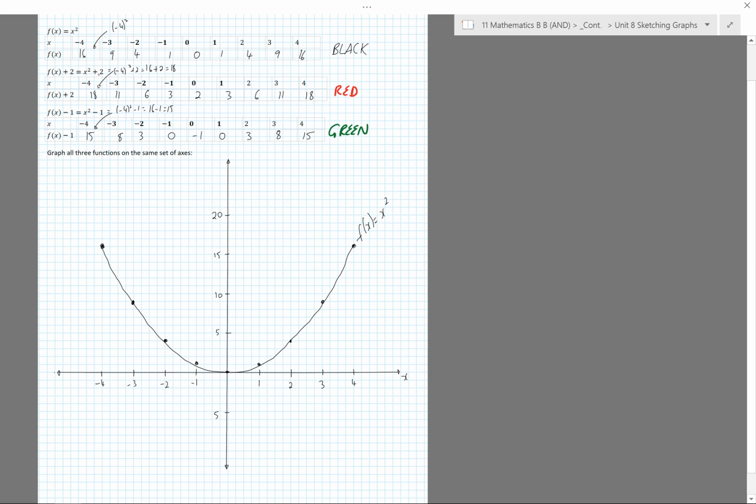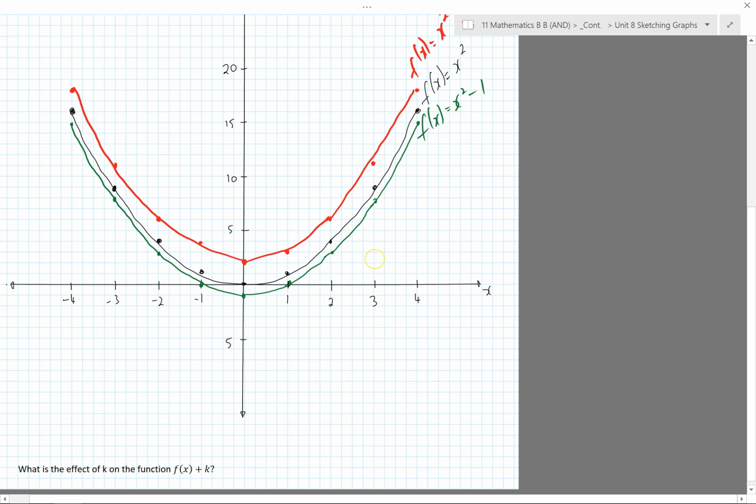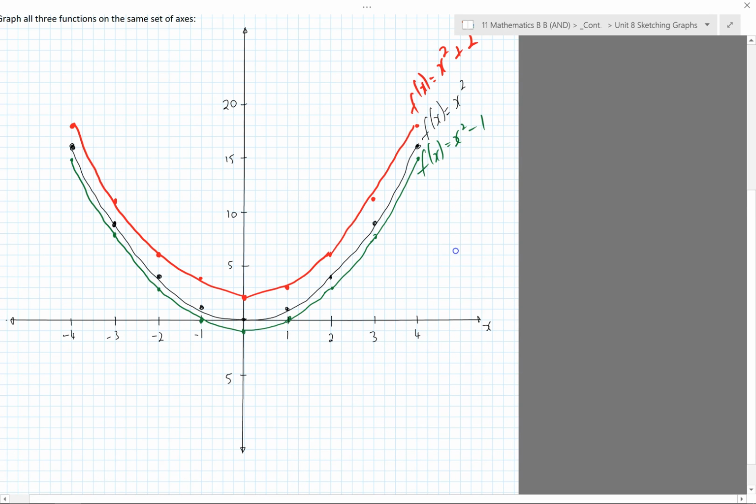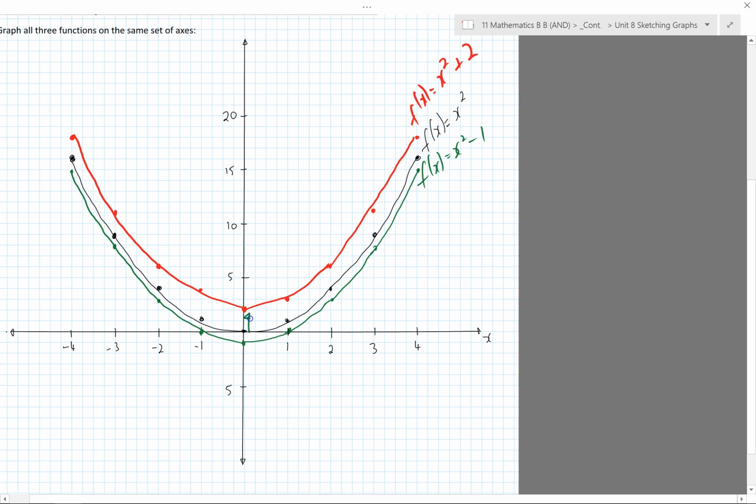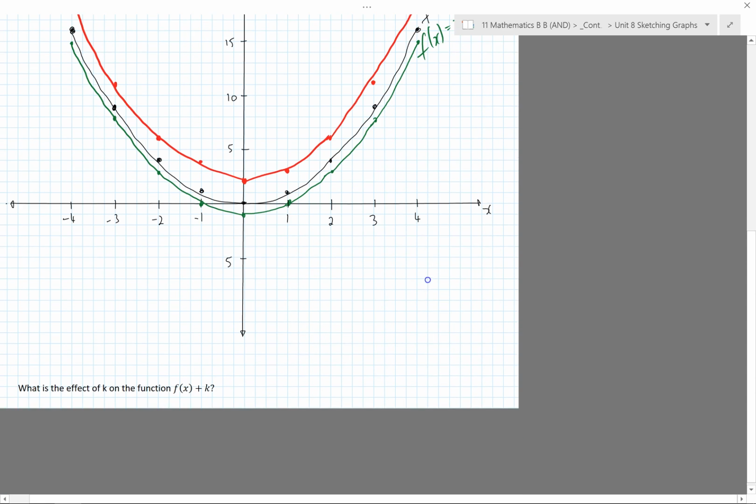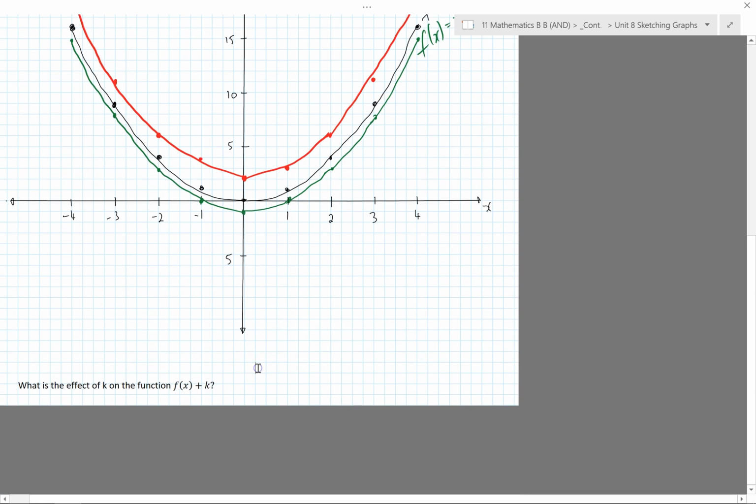There's the original graph. There's the graph when you add 2. So let's have a look at what happens. For the red function, when I added 2, everything shifted up 2. For the green function, when we subtracted 1, everything went down 1. So what's the effect of k on this function? Well, the curve shifts vertically, in the upward direction if k is positive, and downward if k is less than 0, if it's negative. One more translation to go.